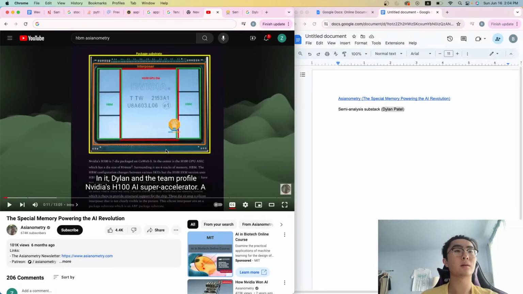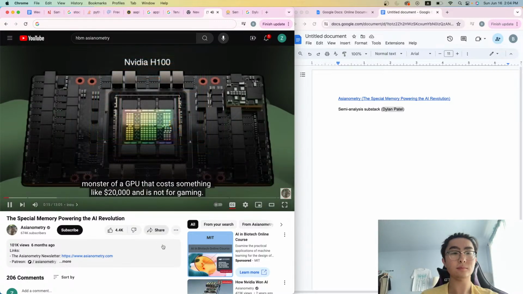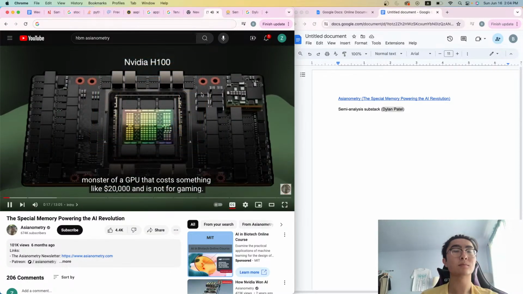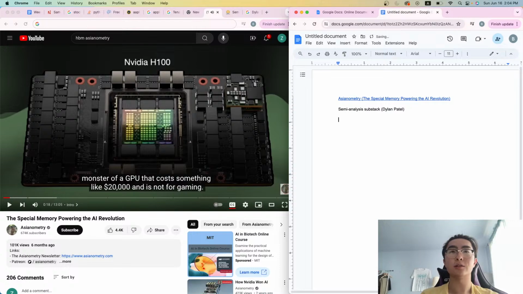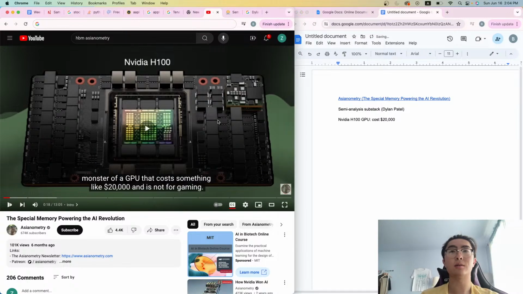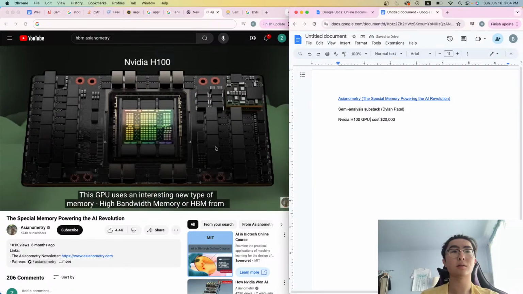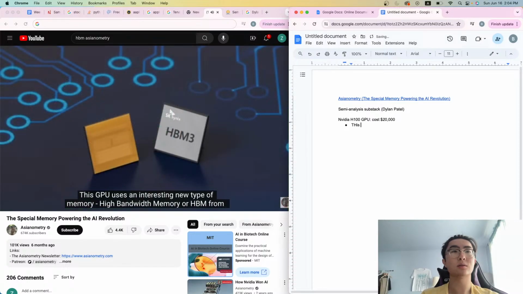Okay. AI super accelerator, a monster of a GPU that costs something like $20,000 and is not. So NVIDIA H100 costs $20,000 GPU. Gaming. This GPU uses an interesting new type of memory, high bandwidth memory or HBM, from the Korean memory maker SK Hynix.